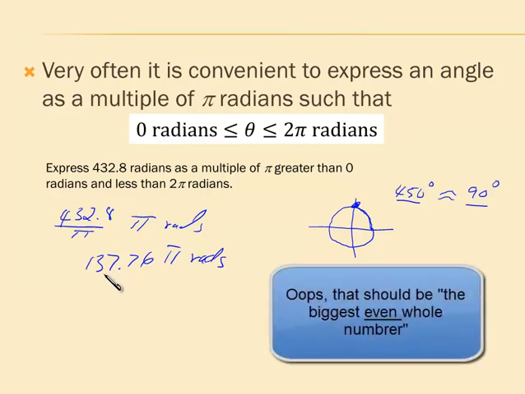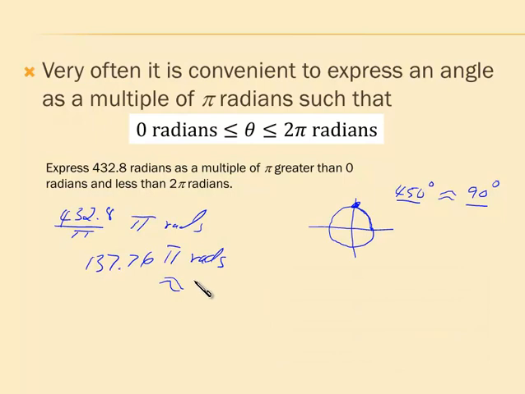And then we simply subtract the biggest whole number out of this. So if we take away the biggest whole number, which would be what? 136, that leaves us with 1.76 pi radians. So let's make sure you get this clear. This is the same as saying 136 pi, which is 68 complete revolutions. So remember, every 2 pi is a complete revolution, so that's 2 pi, 4 pi, 6 pi, 8 pi, until you get to 136 pi, and then you go 1.76 pi.